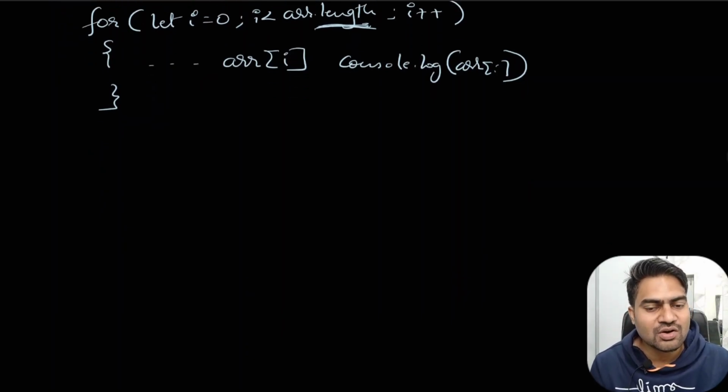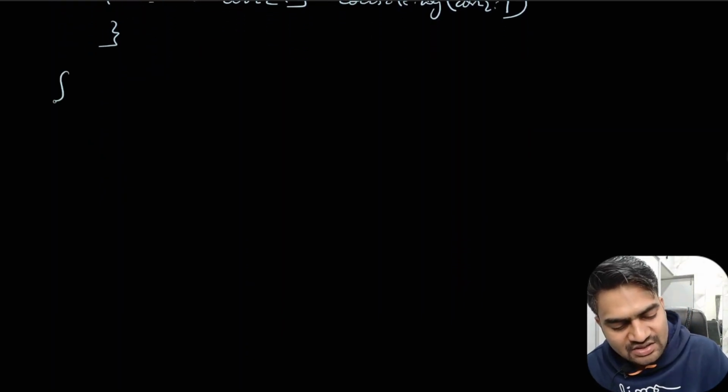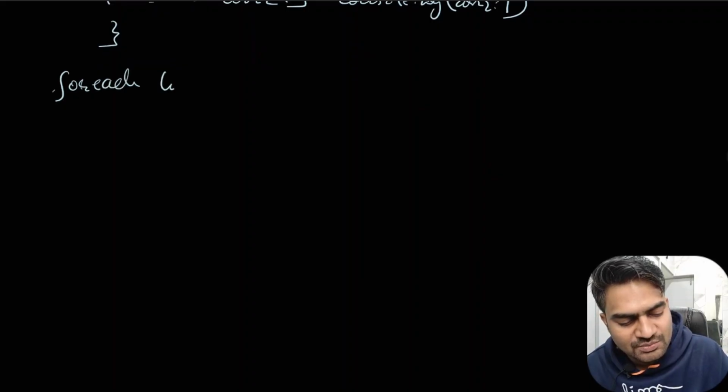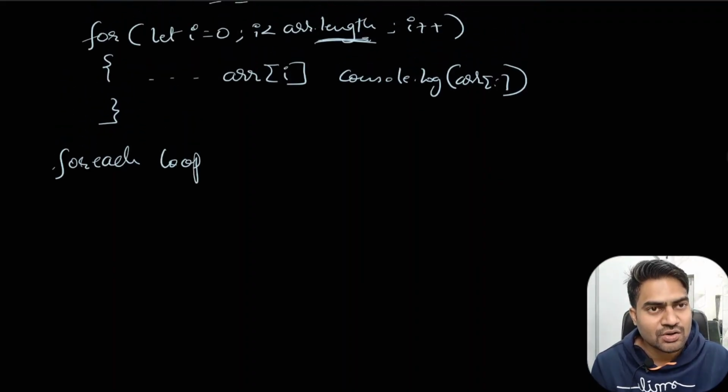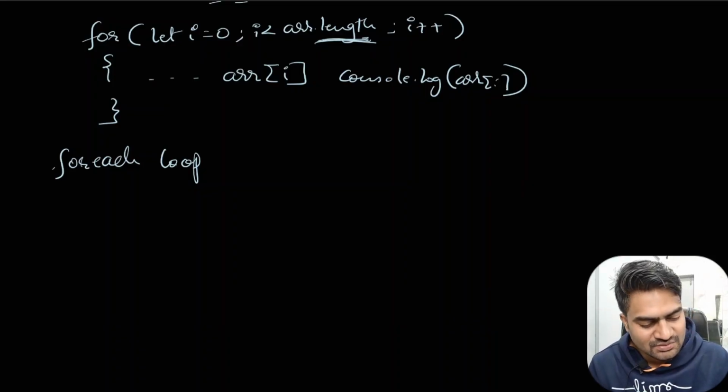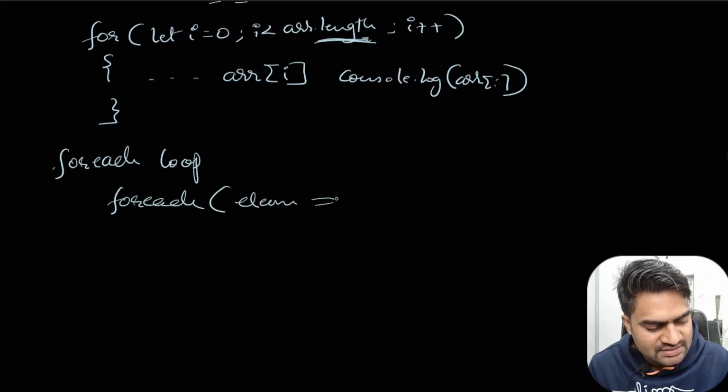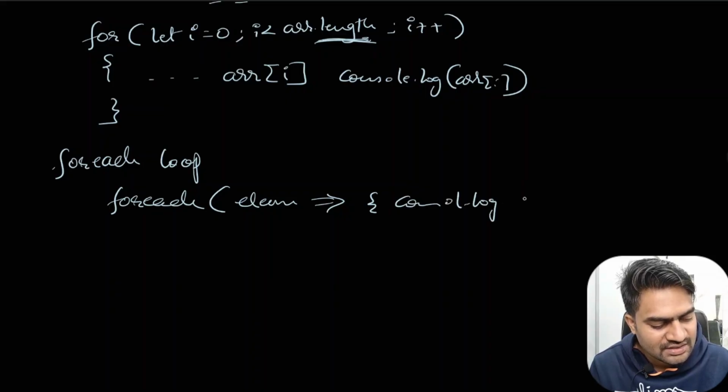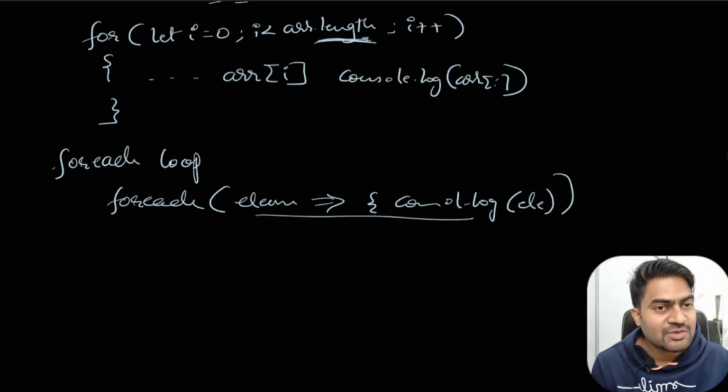Next, we have some more operations, like the forEach loop, which is similar to the for loop, but it gives a more readable syntax. You cannot really access the elements using an index, but you can access elements one after the other. So it is something like forEach element, and then we can do whatever operations, console.log of element. It reads elements one after the other.